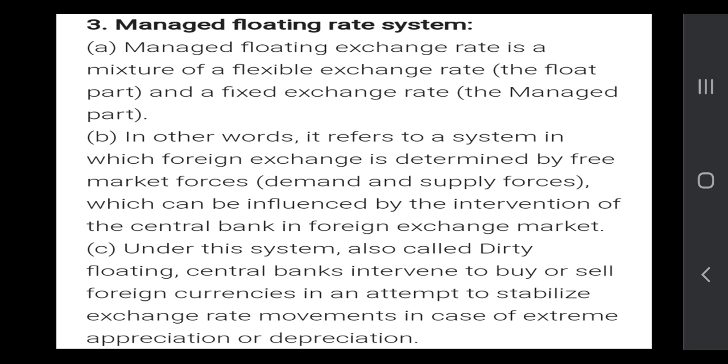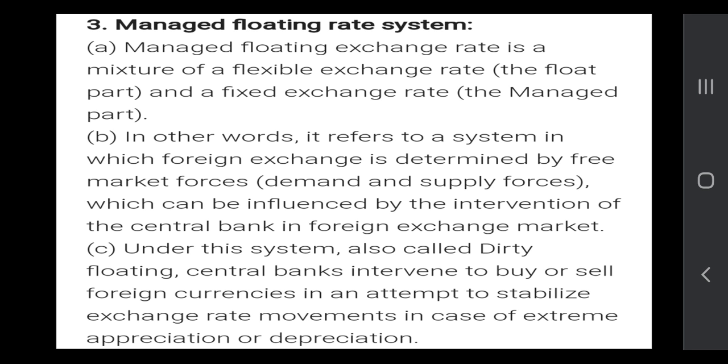Under this system, also called dirty floating, central bank intervenes to buy or sell foreign currency, as it is the mixture of both flexible and fixed. So the rate of exchange is determined by the free forces of demand and supply, and also the central bank intervenes, means there is interference of central bank in the international money market, as central bank manages domestic currency by selling and purchasing of foreign currency in international money market.